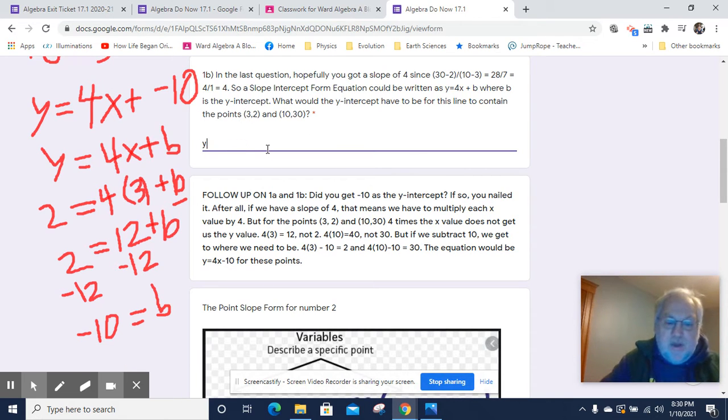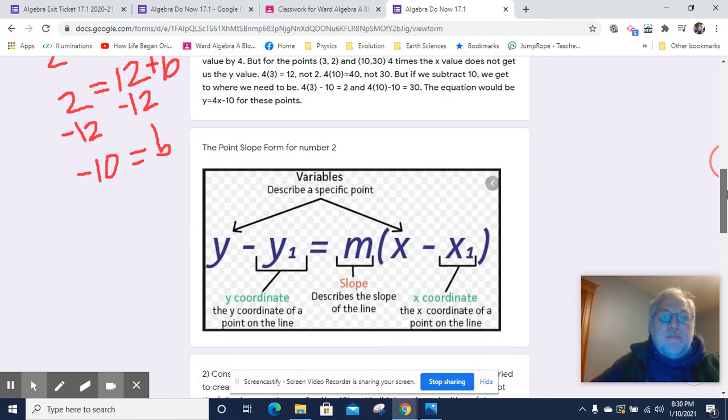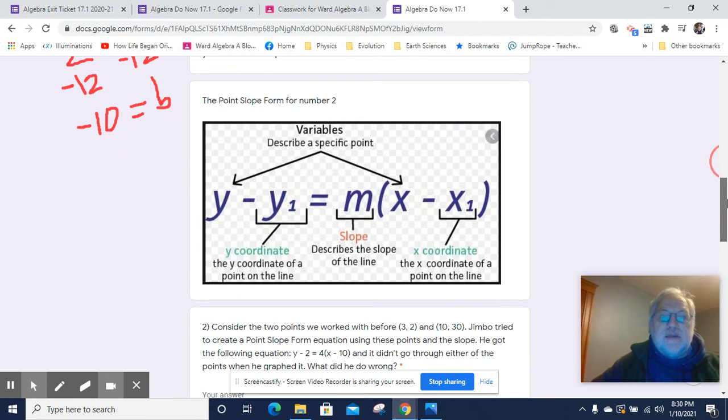But the answer is going to be y equals 4x minus 10. And that's the equation that you would have. So I give you a follow-up so you can check how you did on that. And now let's take a look at the point-slope form equation for the next question.